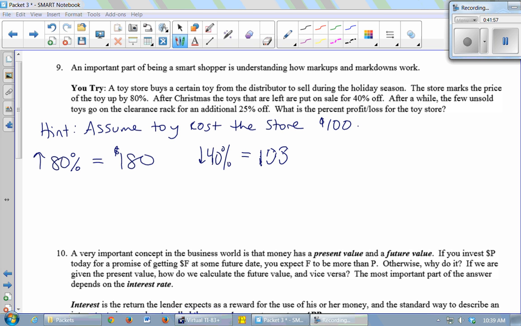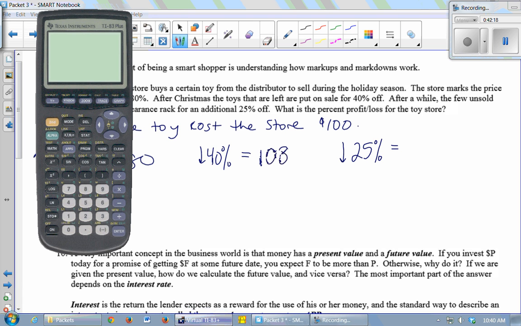Right. I was going directly to the discounted price rather than calculating the discount and subtracting. So instead of doing 40% and subtracting, I just did 60%, and you get 108. Okay, and then we do another decrease when it goes on the clearance rack of 25%, which means that we get to pay only 75% of the original price. If you take 25% off, you're going to be paying 75%. So if we do 75% of 108, we get 81. So that's your final price, $81.